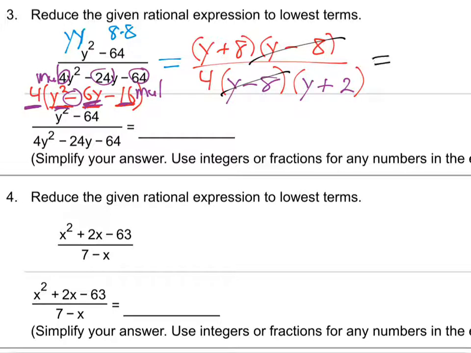So what's left on the top? Just y plus 8. You don't need parentheses on it anymore. There's nothing to separate it from. On the bottom, 4 and y plus 2. And we're done. That's as far as we can go.